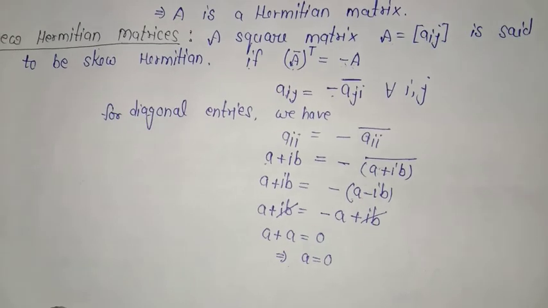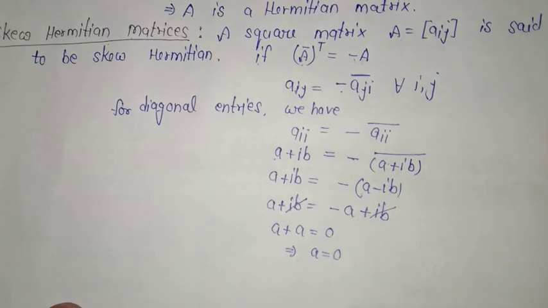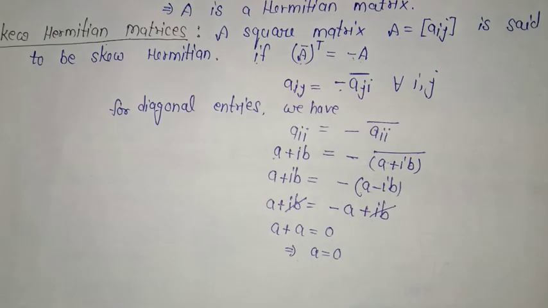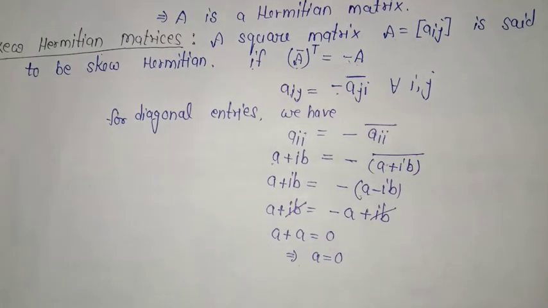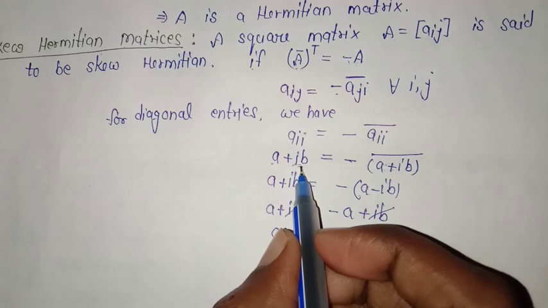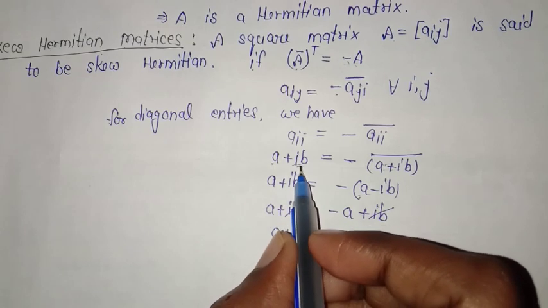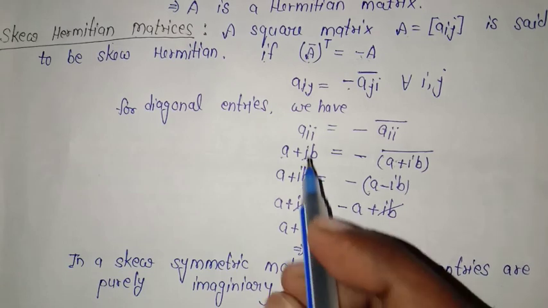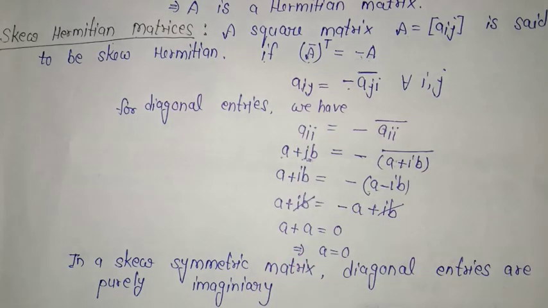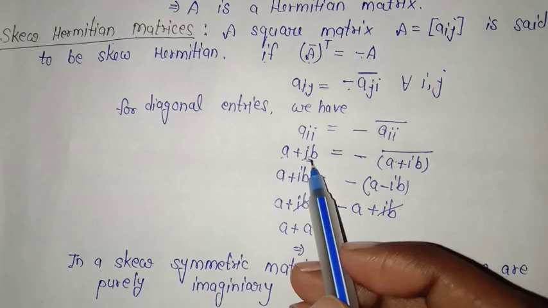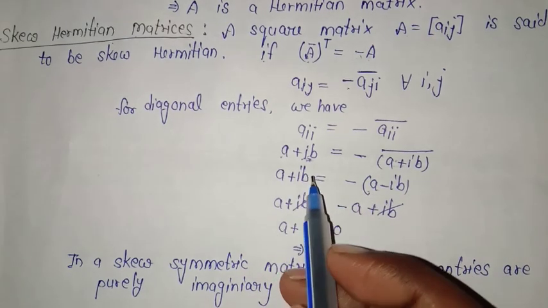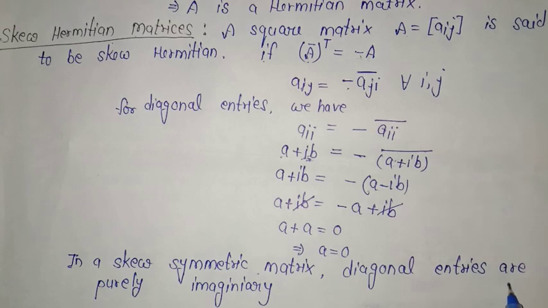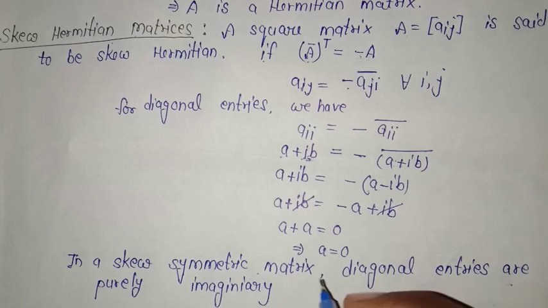That is, the diagonal entries of a skew Hermitian matrix are always purely imaginary, we should say, because only the iota b term is left, and that is a purely imaginary number. It may be 0 also, because if you take b as 0, then iota doesn't matter. So the diagonal entries may be 0 also. So in a skew Hermitian matrix, the diagonal entries are either purely imaginary or 0.